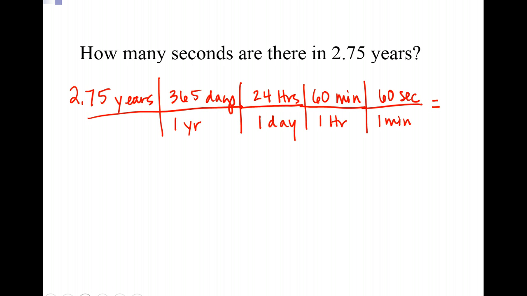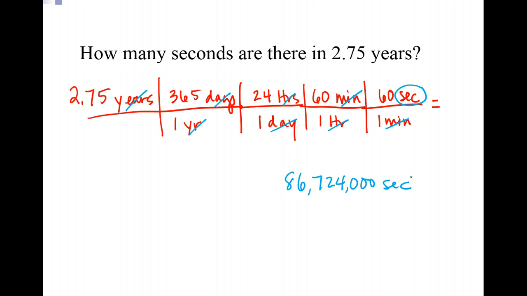If you take a look at the labels, years cross out, days cross out, hours are gone, and so are minutes, leaving seconds, which is the desired unit. Again, if we crunch the math out on our calculator, we would have 2.75 times 365 times 24 times 60 times 60. Our calculators would read 86,724,000. We now need to round to the proper number of sig figs.